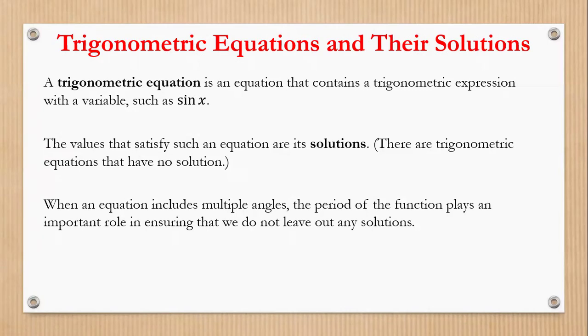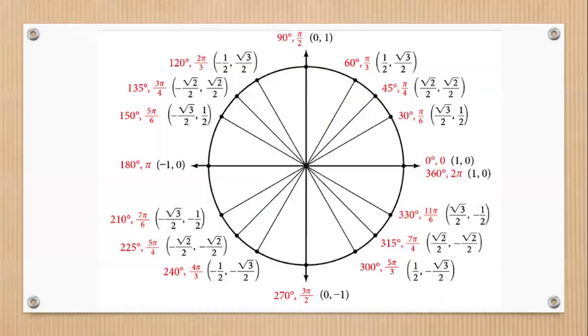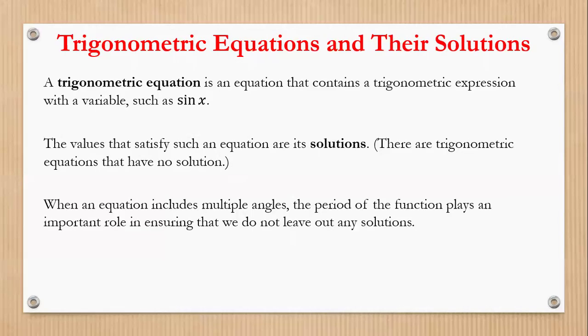So the solution for any trigonometric equation is finding the angles, because the x in any trigonometric function is an angle. When you have an equation based on sine x or cosine x, and they ask you to solve this equation, it means that they're asking you to find x, which is an angle.